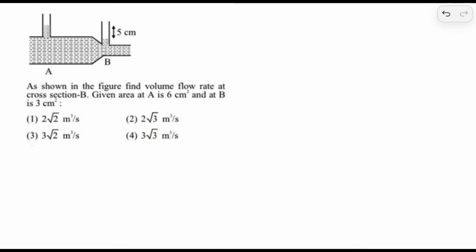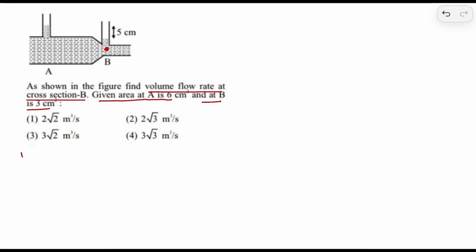This is asking to find the volume flow rate at cross section B. So at cross section B means this is the cross section. At this point, the volume flow rate is asked. And the cross-sectional areas at A and at B are given. So what is the volume flow rate?